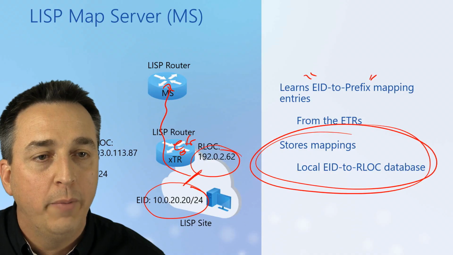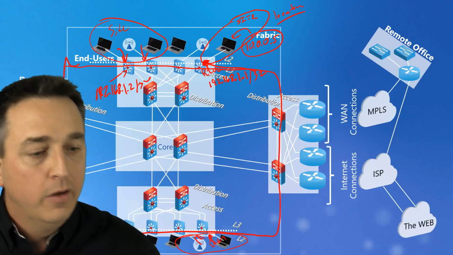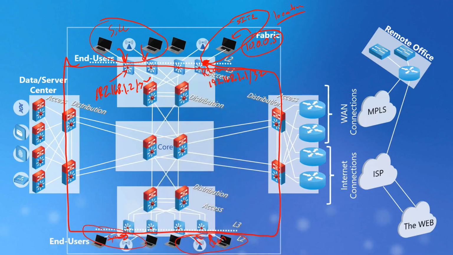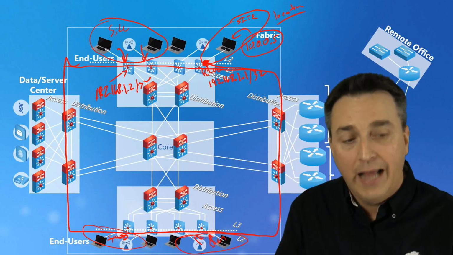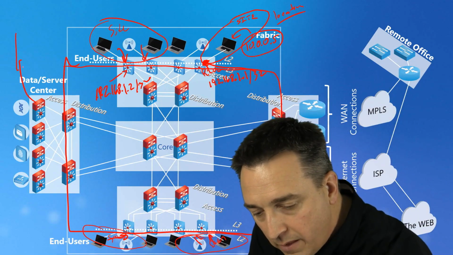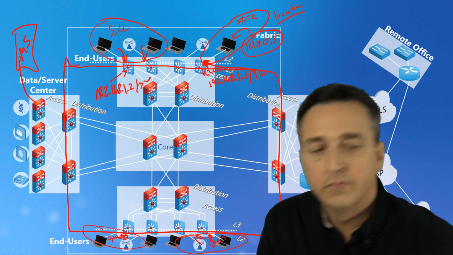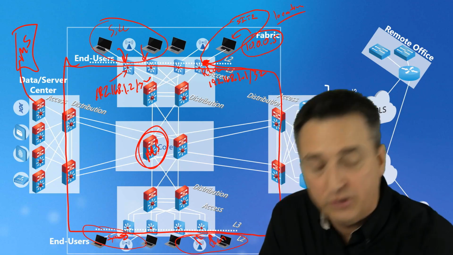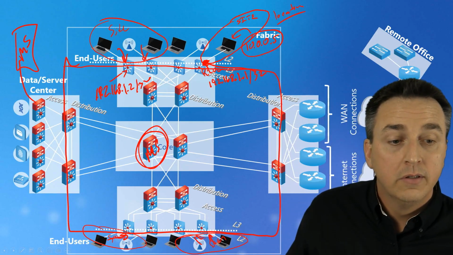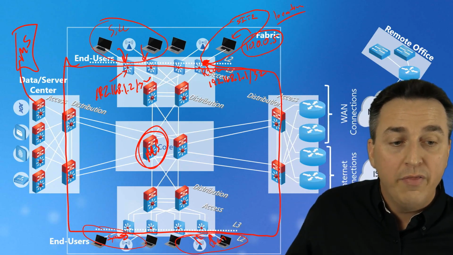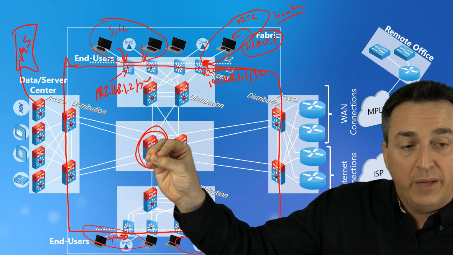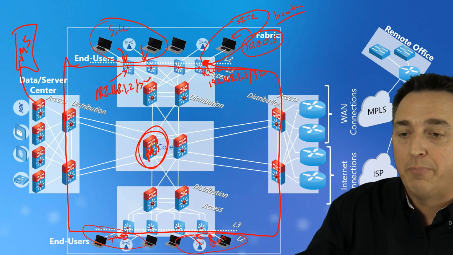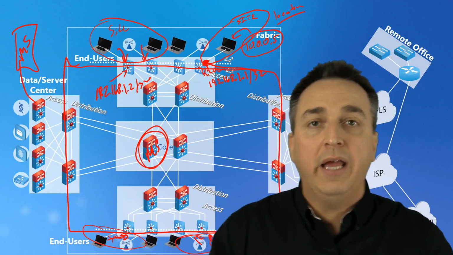So if we go back to this page again, who could that be in this environment? Well, we could have it as a server over here, or we could even set up this device right here. That could be a mapping server if we wanted to. And therefore, this device would have the database of RLOC to user mappings.